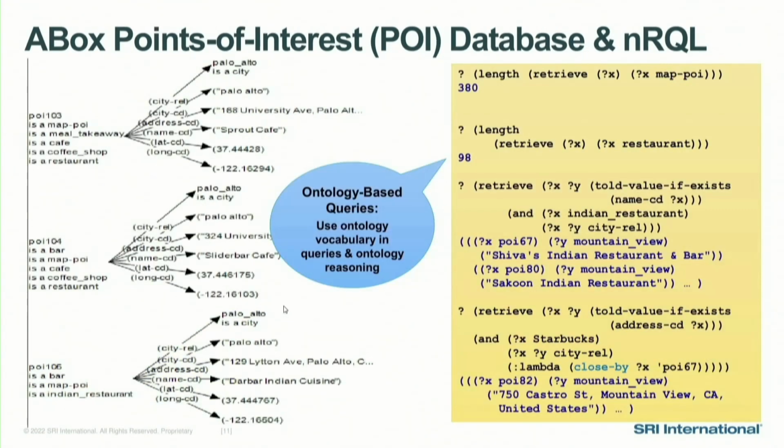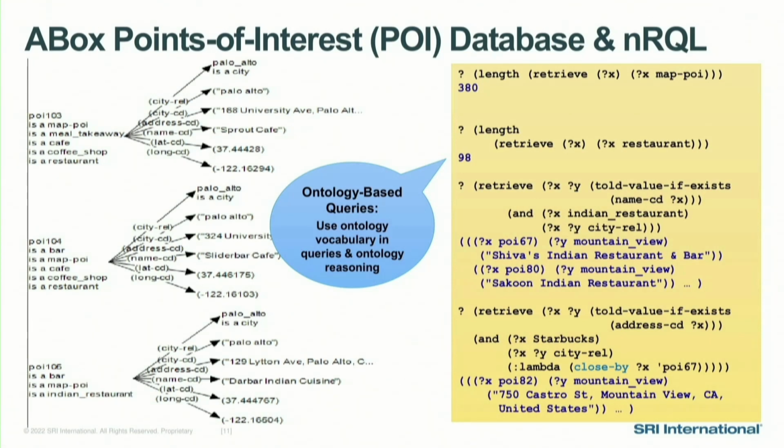Once we have instances in the A-box, we can use Racer's A-box query language to retrieve them using ontology-based queries. Here on the left we have a number of POI instances. For example, POI 106 is a bar as well as an Indian restaurant, and there's a city relation. It is in the city Palo Alto, and Palo Alto is an instance of the city class again, which is defined in the ontology.